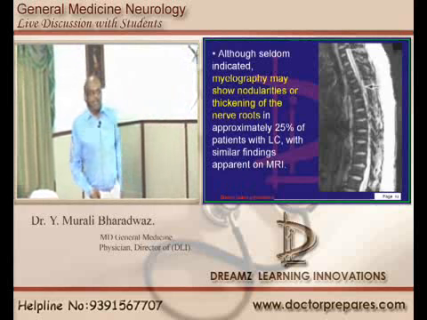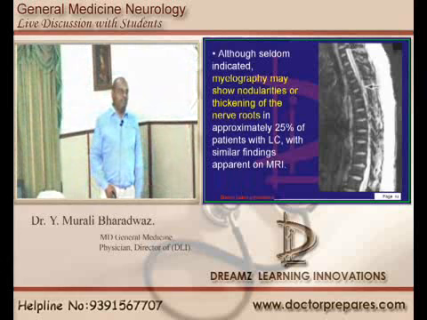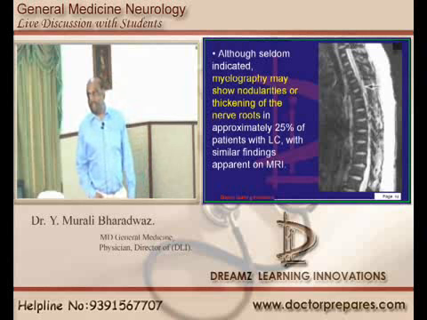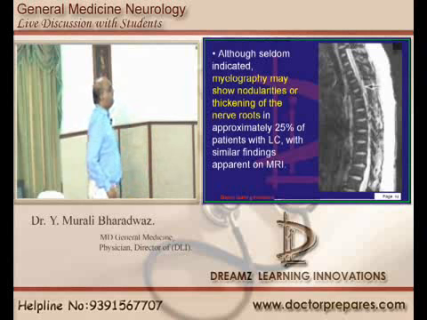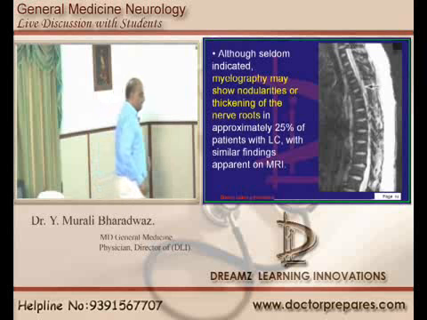In modern times we are not using myelography because we are all in the era of FLAIR. What is meant by FLAIR? Fluid attenuation imaging. In MRI we have reached advanced stages of finest detection of slightest lesions in the body. That's the reason, but still myelography sometimes will have a role. It can show nodularities or thickening of the nerve.